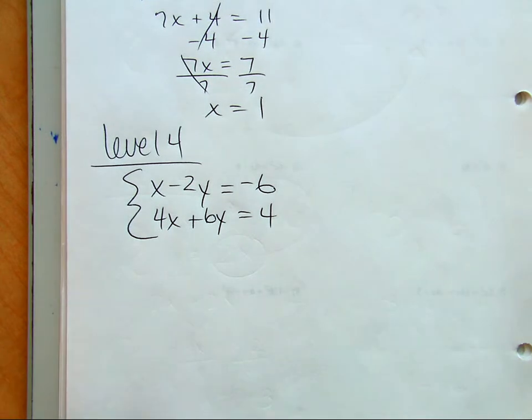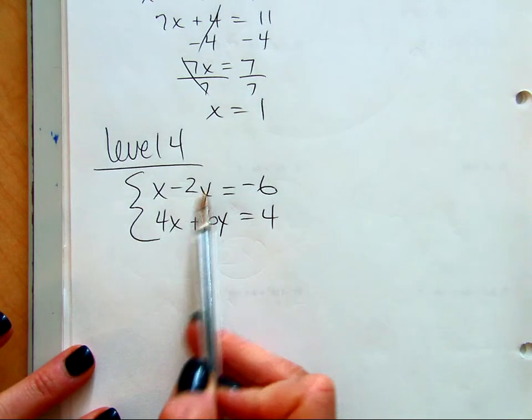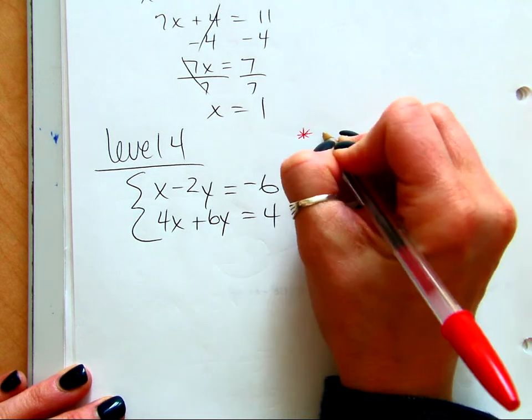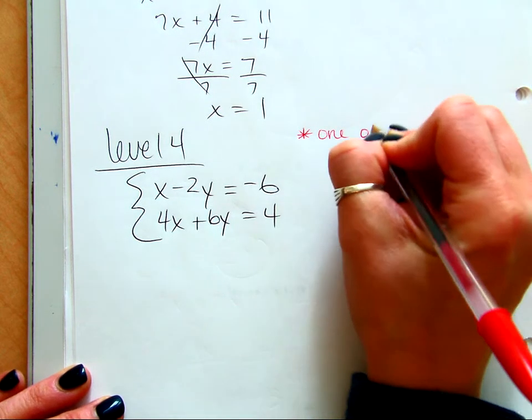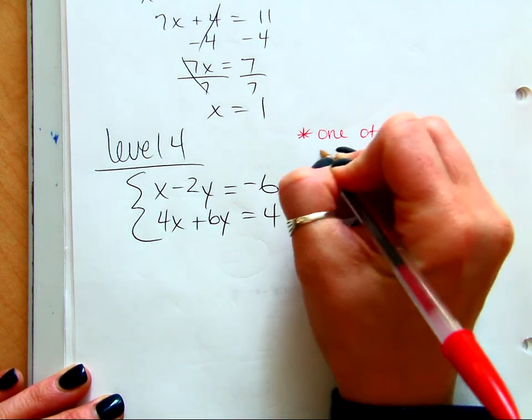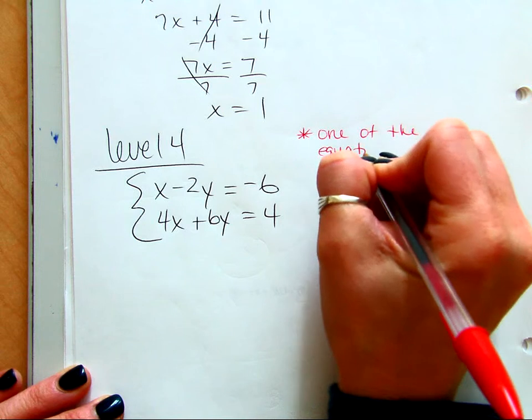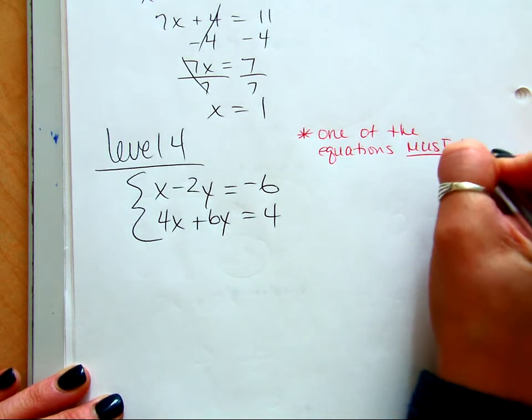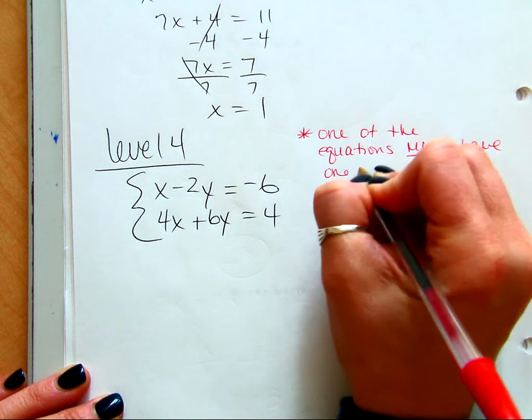So one thing you need to make sure you understand is we can't even start this problem until one of the equations has one of its variables alone. And right now, none of them do. So right now I need you to put a little side note here. One of the equations must have one of its variables alone.